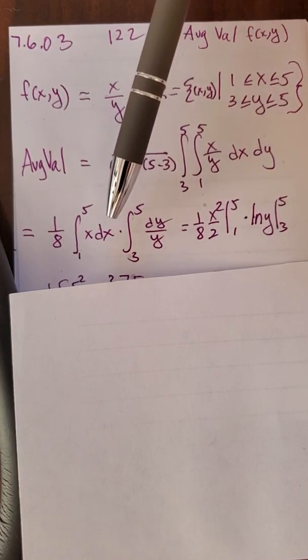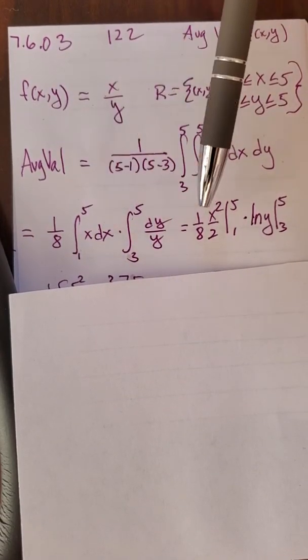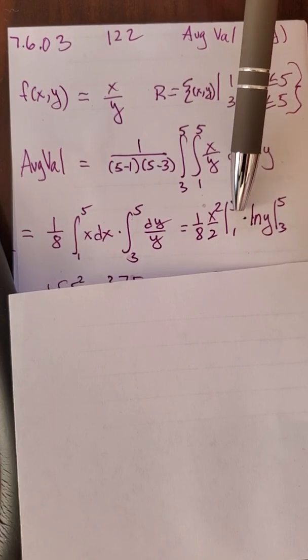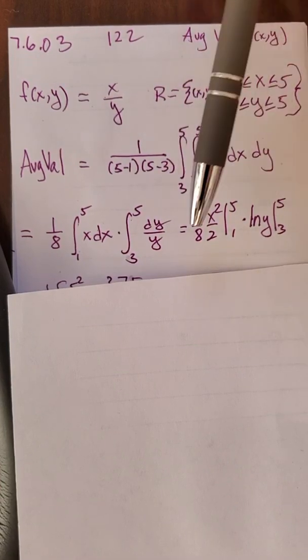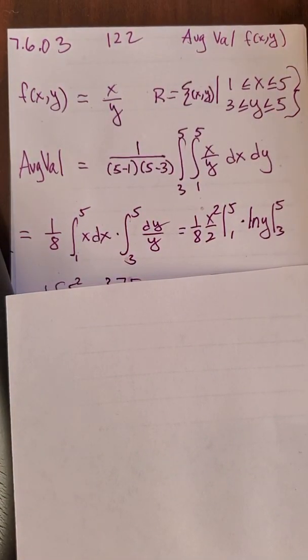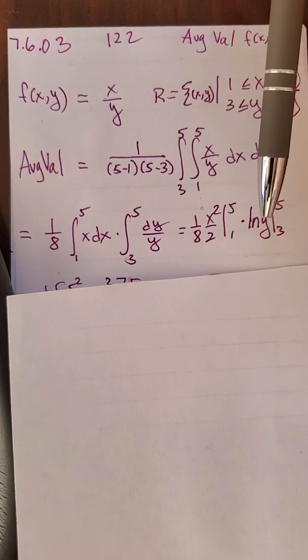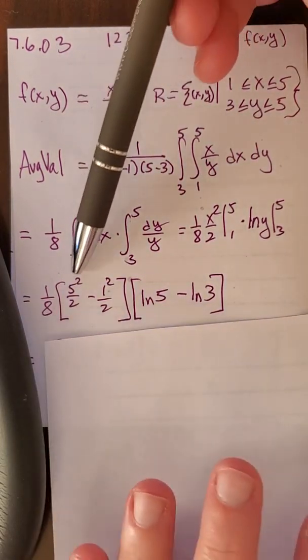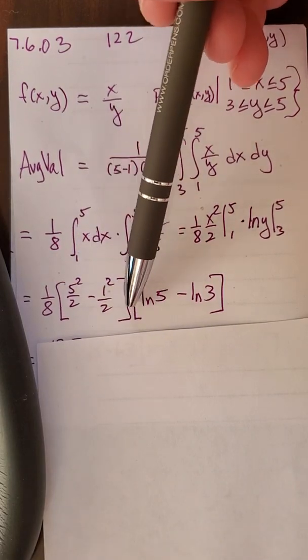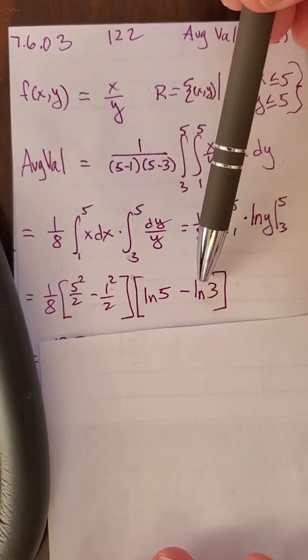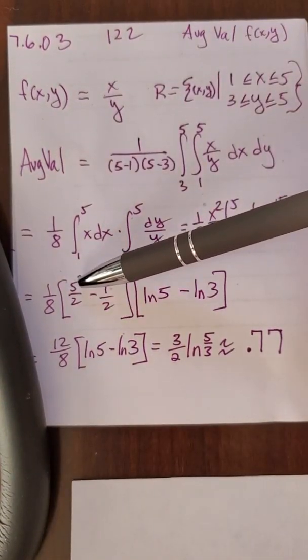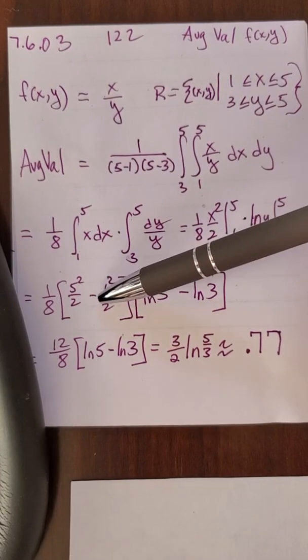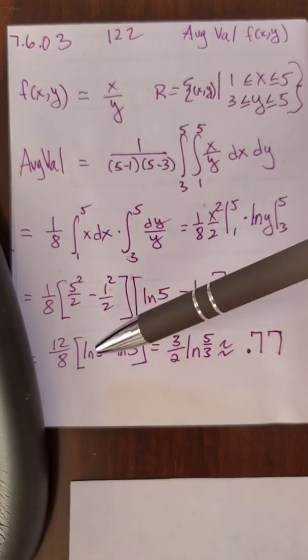Now, I do each integral separately. So this is 1/8. This is x squared over 2, evaluated between 1 and 5. And I'm multiplying that times this integral, which is ln y, evaluated between 3 and 5. So it's 1/8 times this times that. And that comes out to be 1/8 times 5 squared over 2 minus 1 squared over 2 times ln 5 minus ln 3, which equals, well, by the way, that's 25 minus 1, which is 24, divided by 2, so that's 12. 12 over 8. And here I have ln 5 minus ln 3.